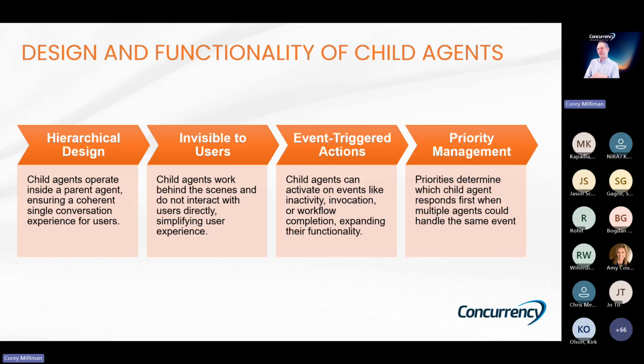So the child agents are invisible to the users. They work behind the scenes and they simplify the experience. They can also be event triggered. So say, for example, after activating maybe an activity, invocation, or a workflow, priorities determine which child responds if multiple could handle the same event. So this makes child agents powerful for narrow, specialized functions where you really want hidden helpers doing work.